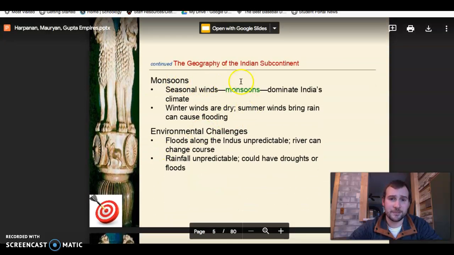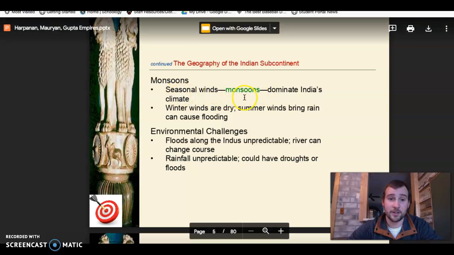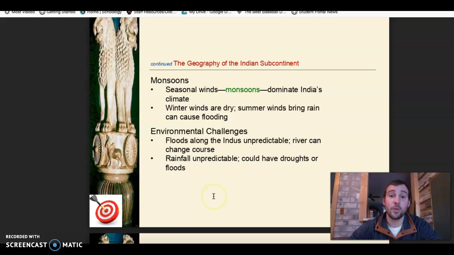Some other interesting pieces about their geography. I'm going to have this be a test question, so let's make sure we jot this part down. Monsoons, the seasonal winds, monsoons that dominate India's climate. So this is the number one factor of their climate. It has the most impact. It affects the most things. And because of that, one of the biggest geographical challenges and hurdles that they have.